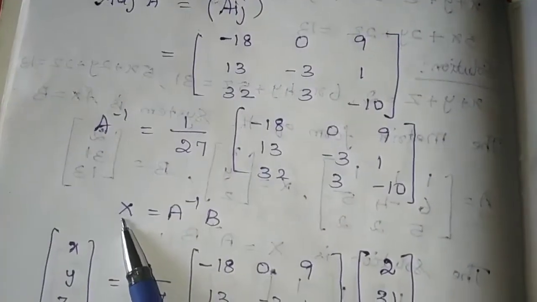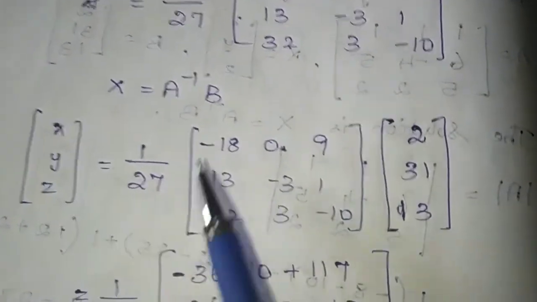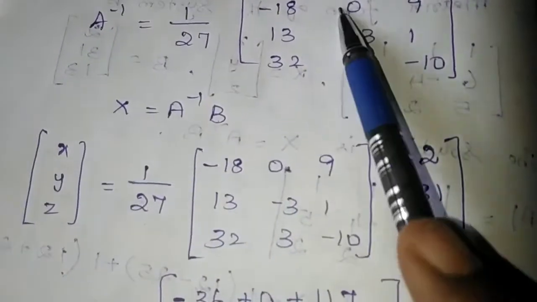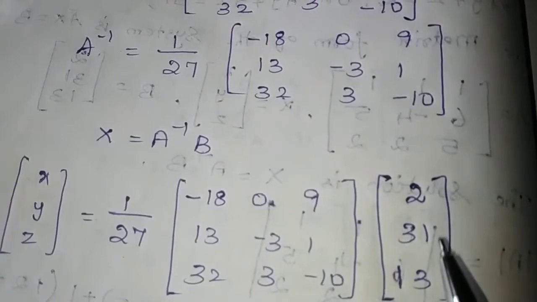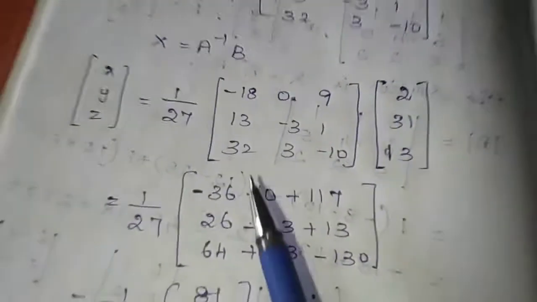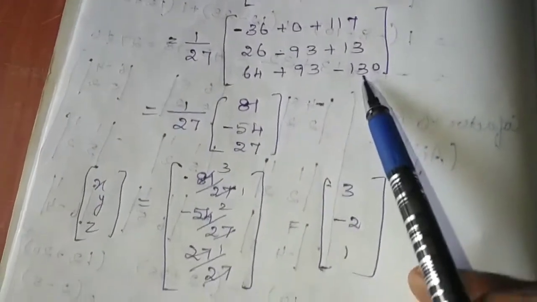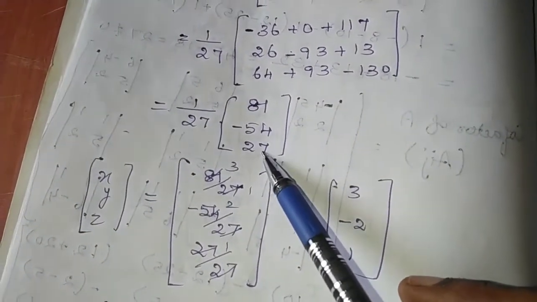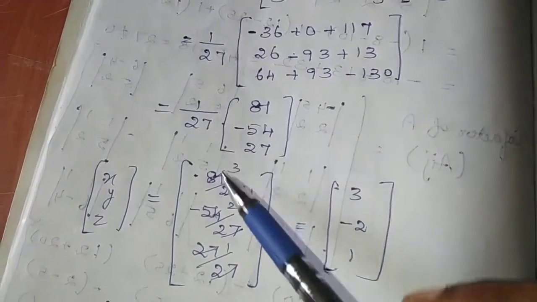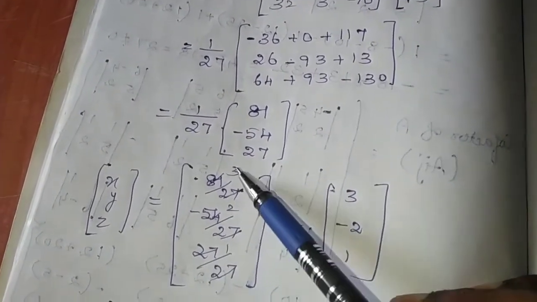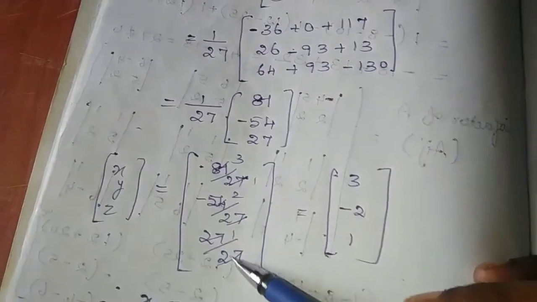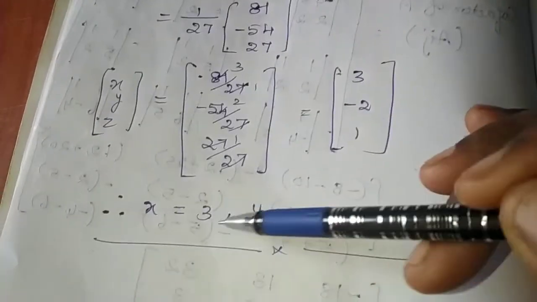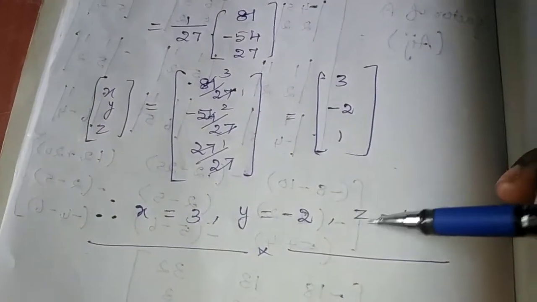That is X equal to A inverse B. X means the 3 unknowns x, y, z. Write the A inverse value, and B equal to 2, 31, 13. Now using the matrix multiplication method, simplify, we get 81, minus 54, 27. Each and every term divided by 27, we get 3, minus 2, 1. Therefore x equal to 3, y equal to minus 2, z equal to 1.